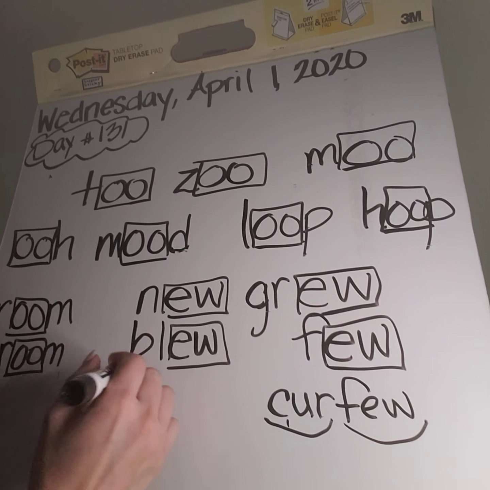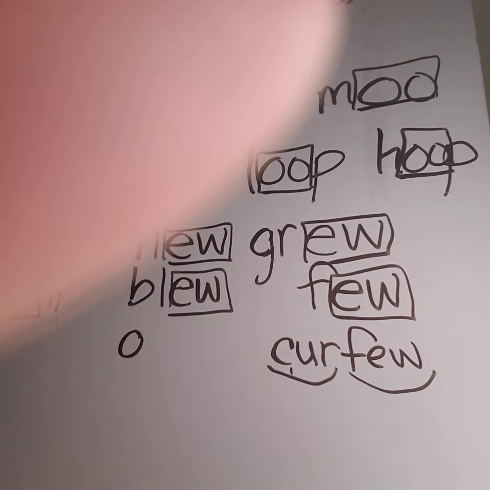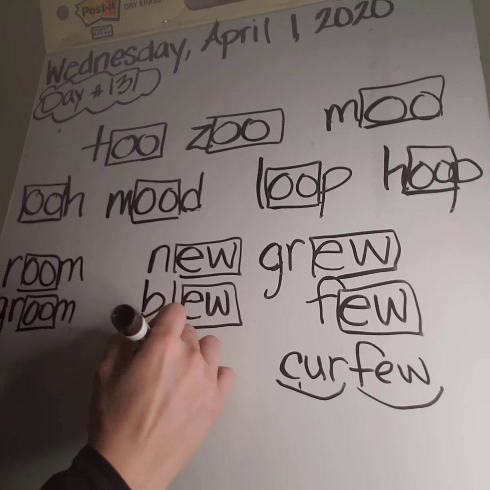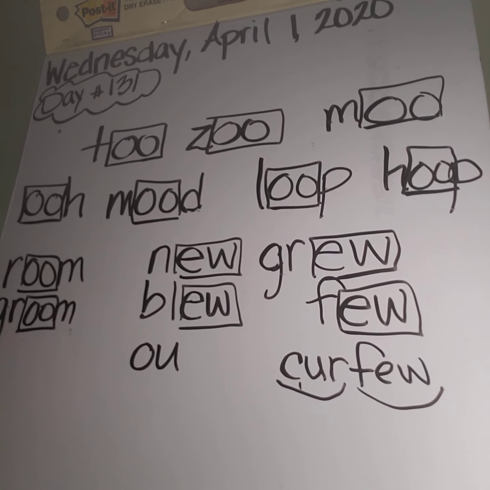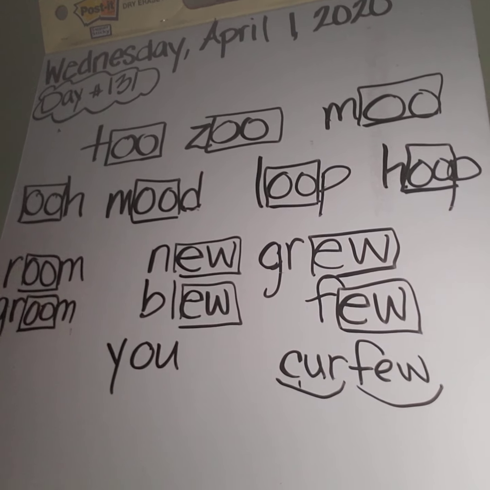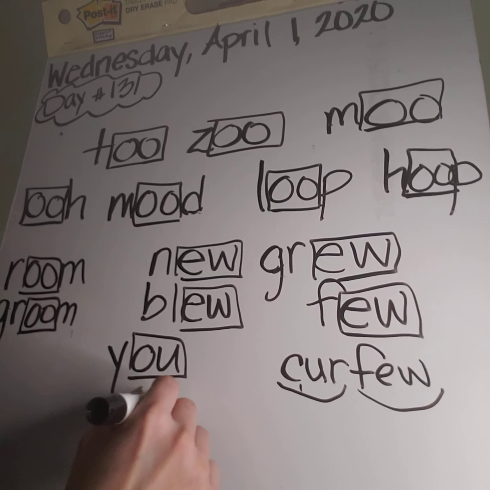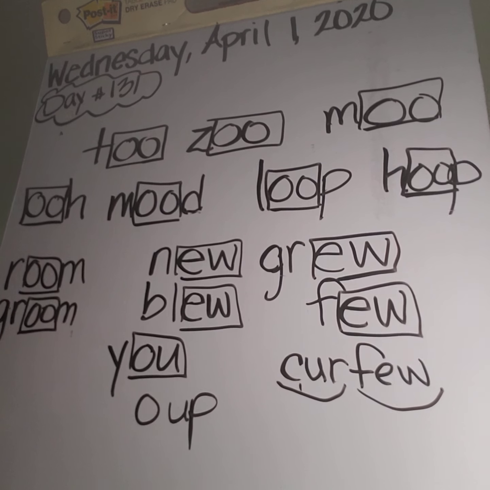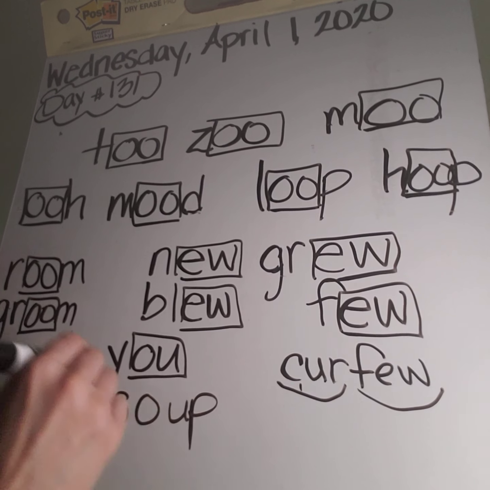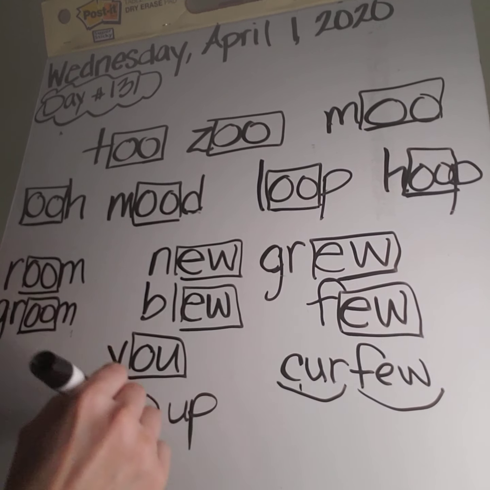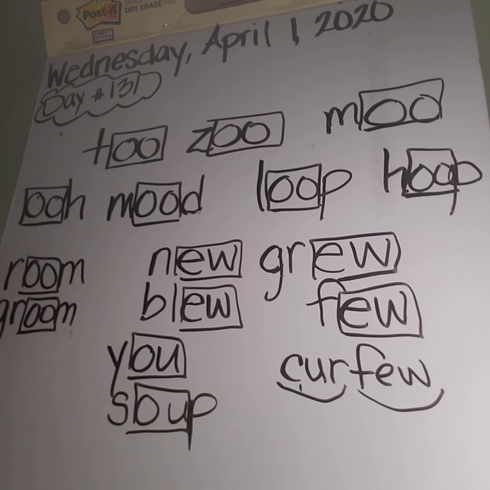Okay, our last one that we're going to do is our OU, which still says ooh. That one we're all really familiar with is you, okay? Then we have, add a P to the end that says oop. So we make soup, okay?